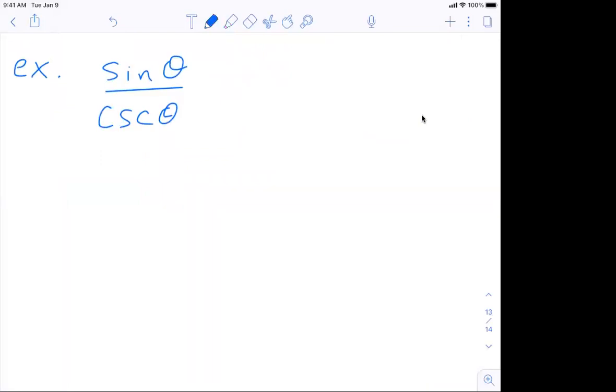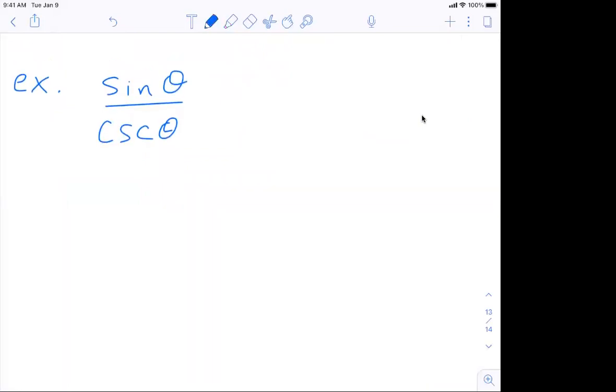All right, so to do this one, write in terms of sines and cosines. Well, we already have a sine on top. The cosecant, that is the sine flipped over. So, oh, this becomes a little ugly at first. We have sine theta. And then the bottom becomes 1 over sine theta.